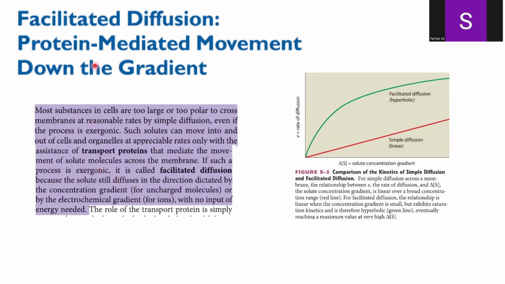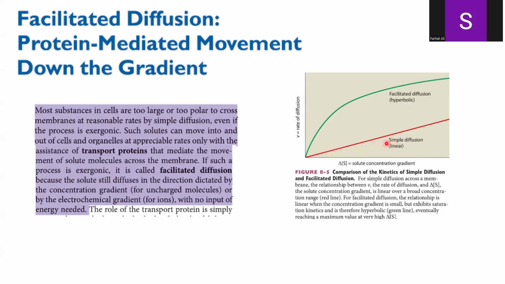So the process of facilitated diffusion is actually mediated by a special type of proteins, and the process takes place down the gradient. So there are these transport proteins which bind and transport the solute molecules to the other side of the membrane. This is a graphical representation which is showing the process.